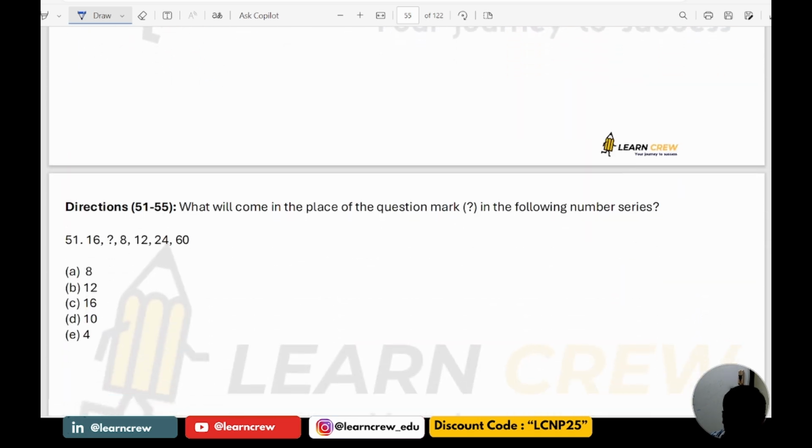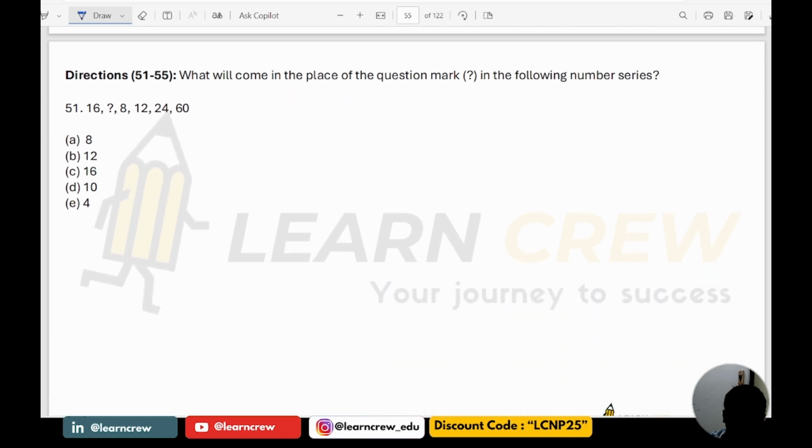Next, questions on numbers. 16, 8, 12, 24, 6. It is into 2.5. It is into 2. It is into 1.5. So it has to be into 1. So it has to be 8. 8 into 1 is 8. So answer is 8.